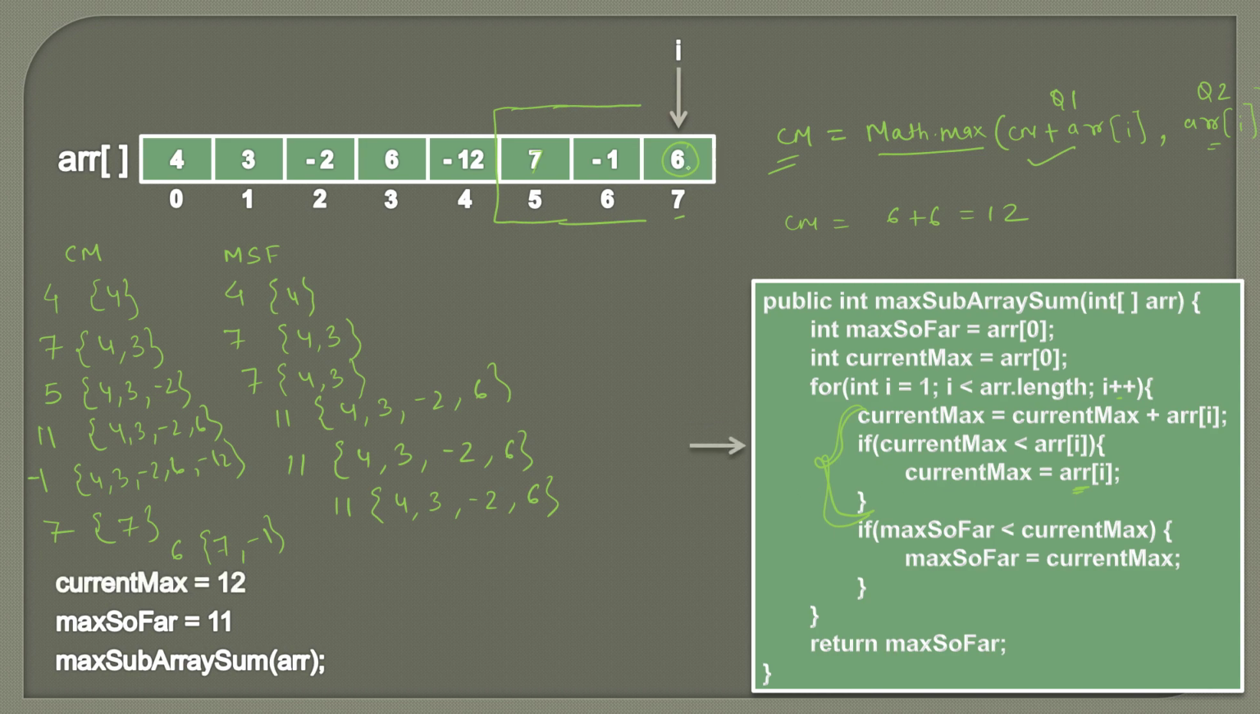And this 6 also checks that if I start a new subarray from here, what's the sum? So this is the only element, so sum is 6. So it doesn't beat the actual current max. So this 6 decides to go with the current subarray by adding itself to the current max. So this condition comes out to be false because current max is 12 and it is greater than 6. So now this element is included in the current subarray. So the current max is 12, taking in 7, minus 1 and 6.